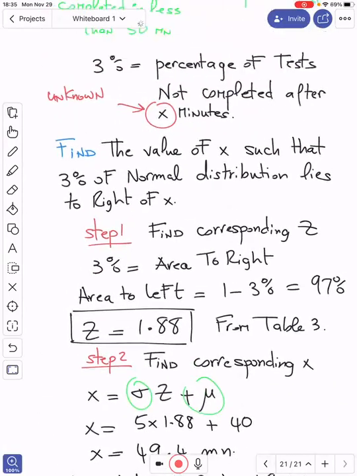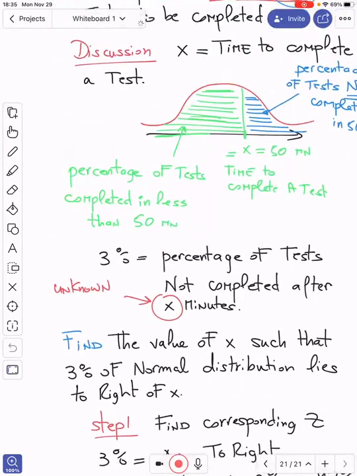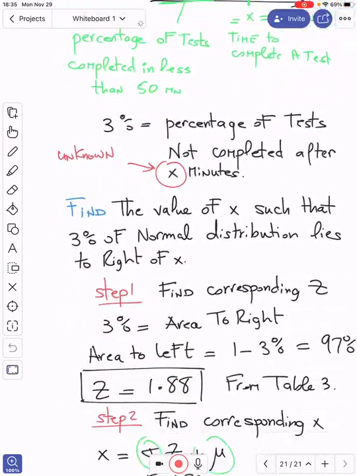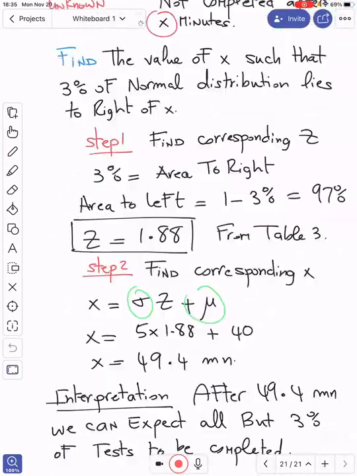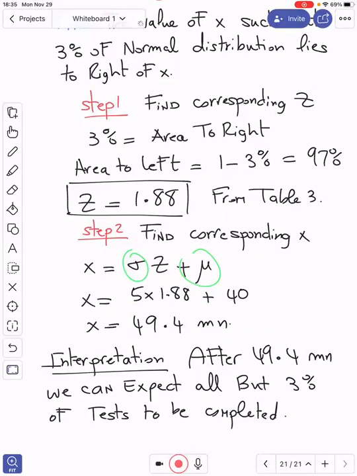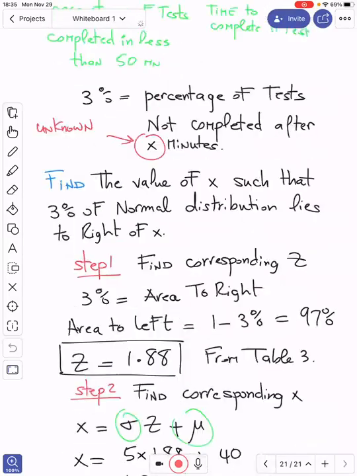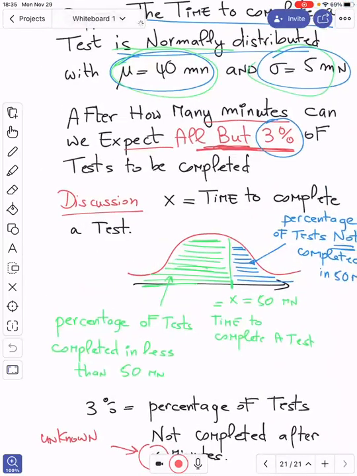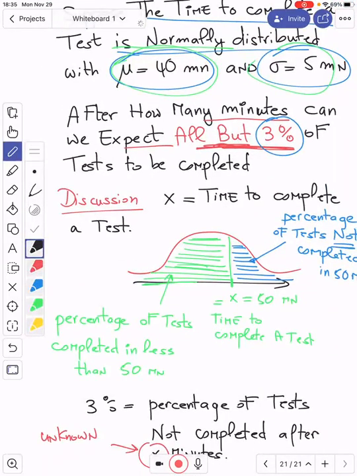So this is, as I said, a real life problem where you are given the area, or the probability. This 3% is given, and that's the area to the right of your x. So then you need to find the corresponding x, which is the time to complete the test.